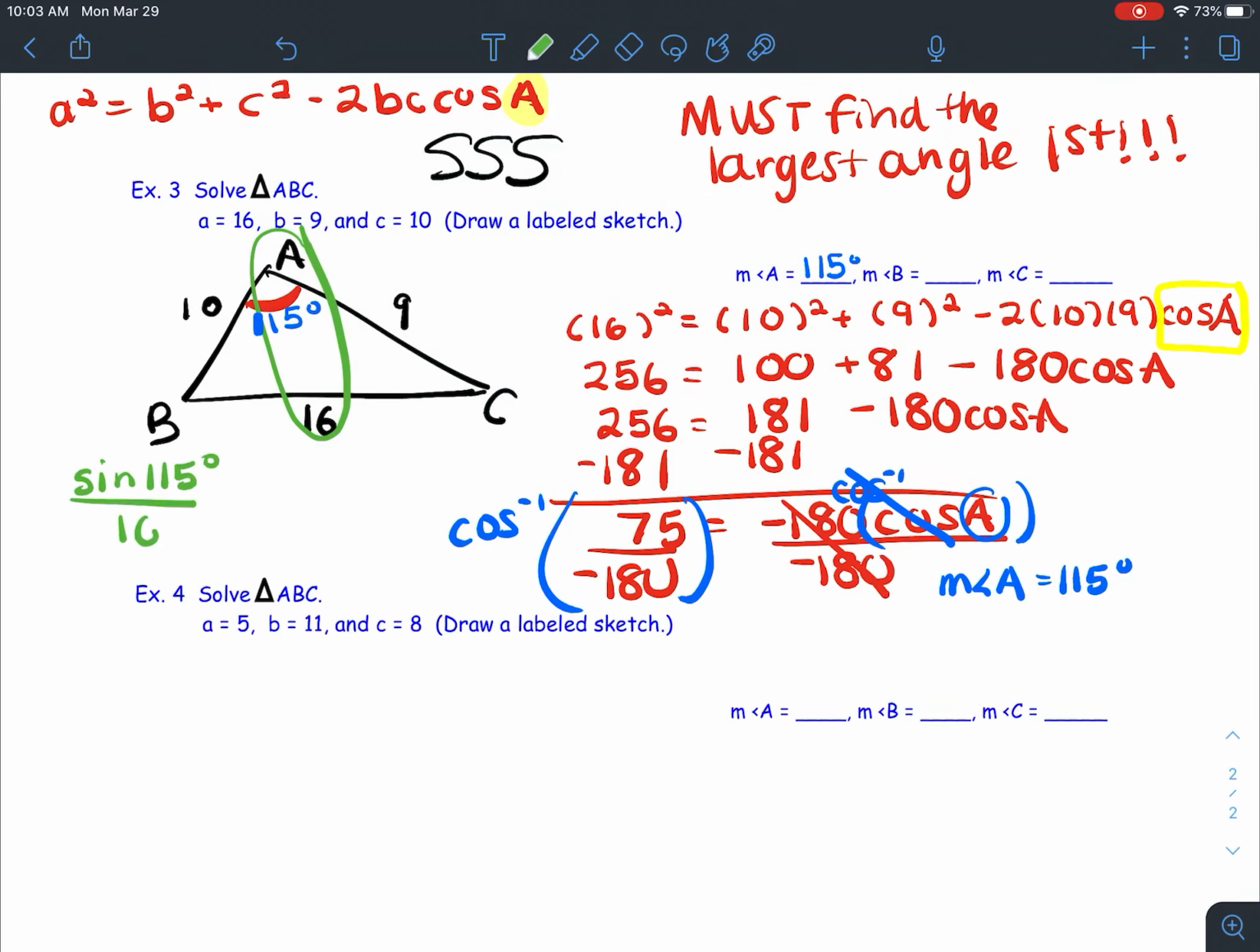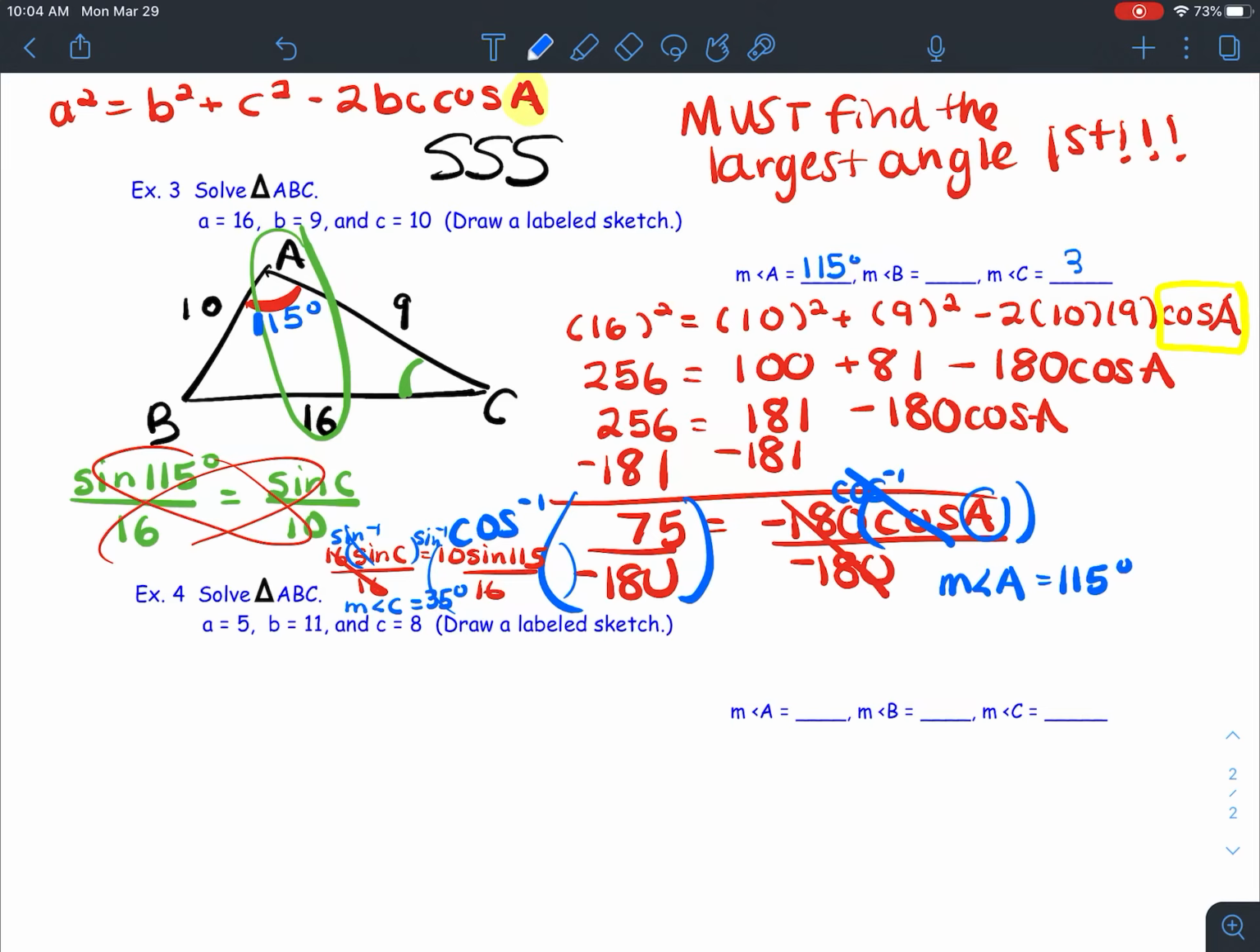Sine of 115 over 16. I want to find the next largest angle next, so that would be angle C. So I'm going to do sine of C over 10. Okay, we will cross multiply. Divide by 16. Same thing here, inverse sine. You're typing in inverse sine of 10 sine 115 divided by 16. This is going to give you an answer for the measurement of angle C to be 35 degrees.